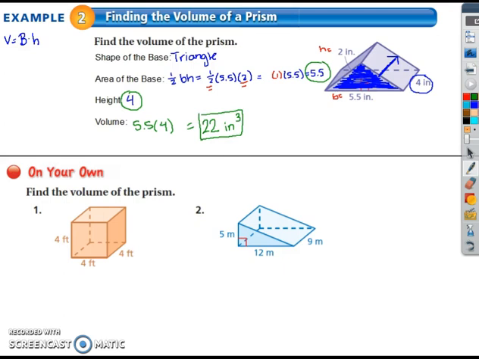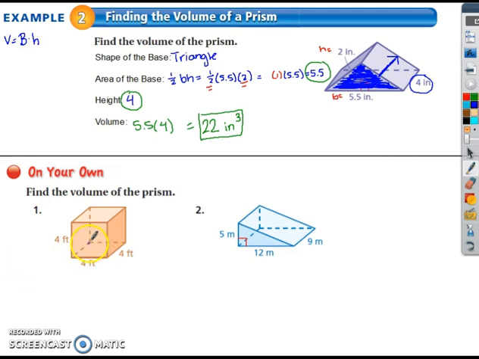I'm going to go ahead and walk you through the next 2 as well. If you feel comfortable to do them on your own, go ahead and try and do them on your own. If you feel like these are a little bit difficult, then go ahead and watch and write as I go through these. First thing I need to know is the area of my base.